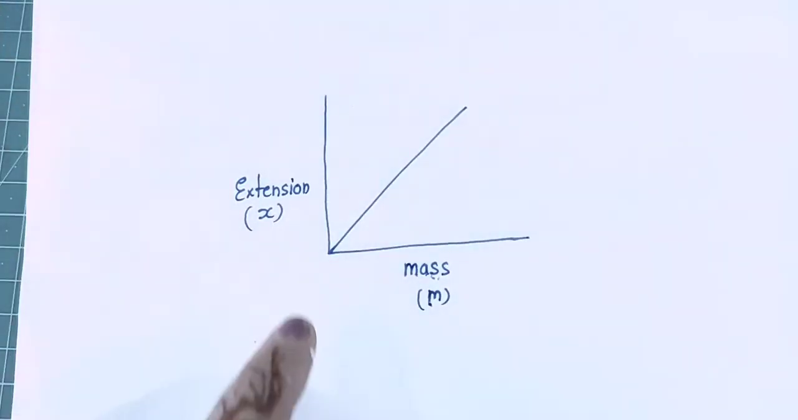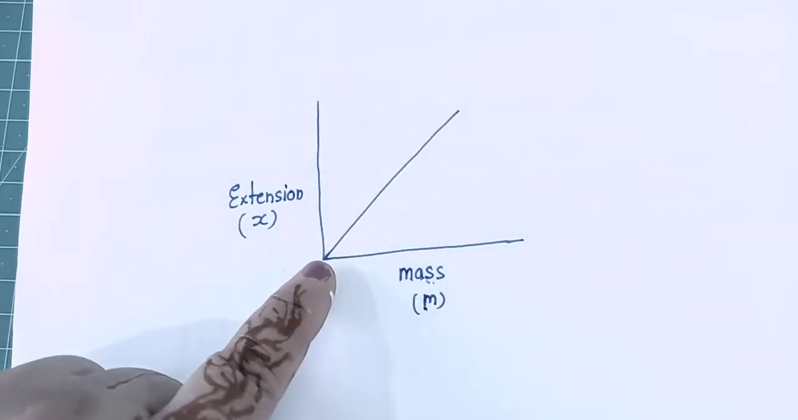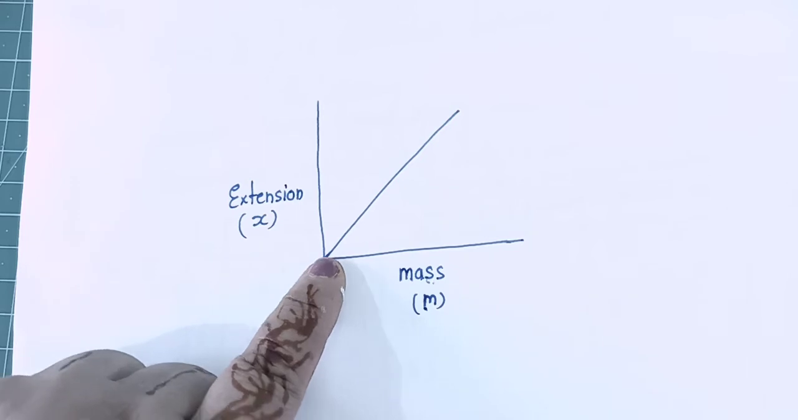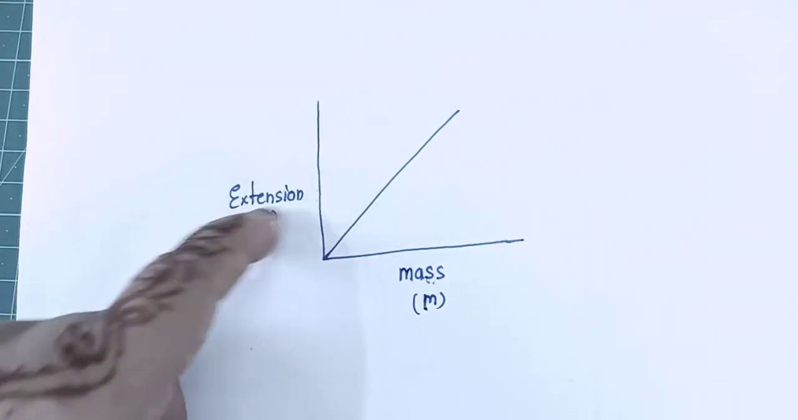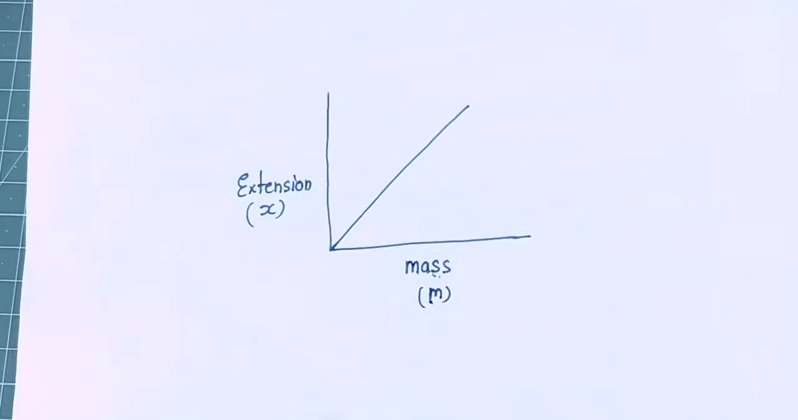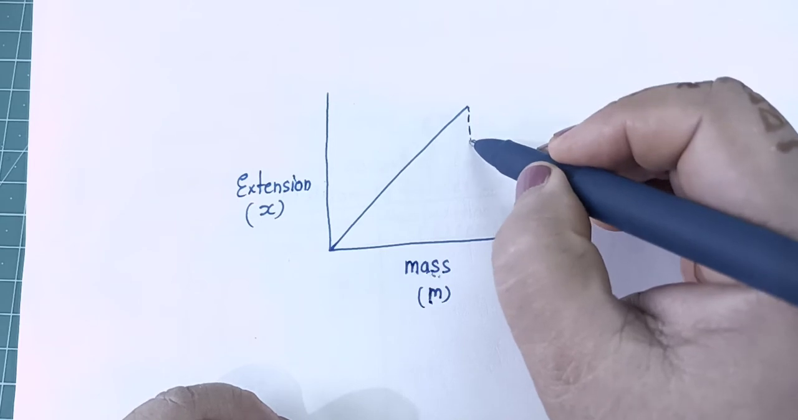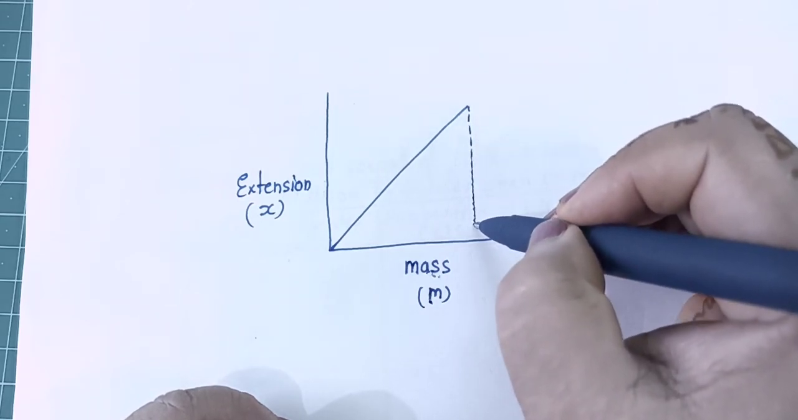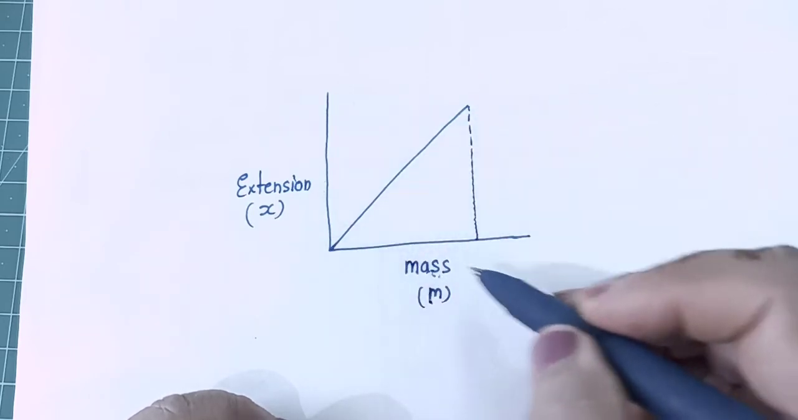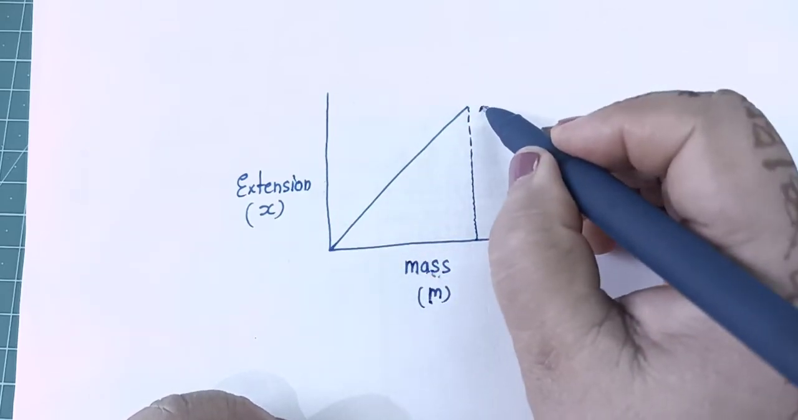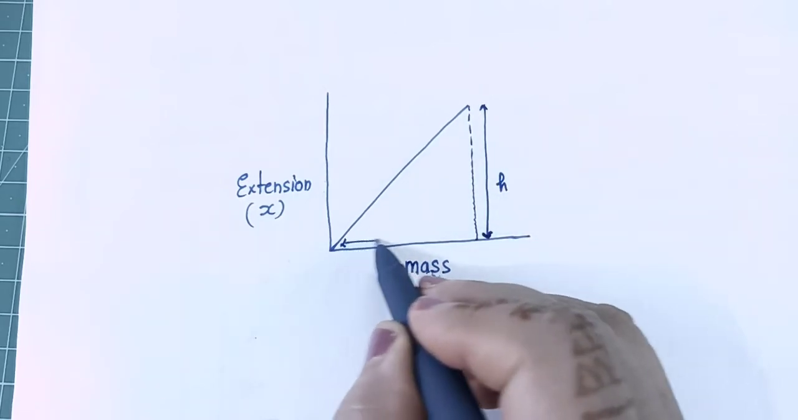Now say this is the graph. Obviously the extension-mass graph should pass through the origin, because when no mass is suspended, no force is exerted on the spring, and the extension of the spring should be 0. Now this is the line we got. Drop a perpendicular from the last observation on the x-axis. Now you have a right angle triangle, and this is the height and this is the base.